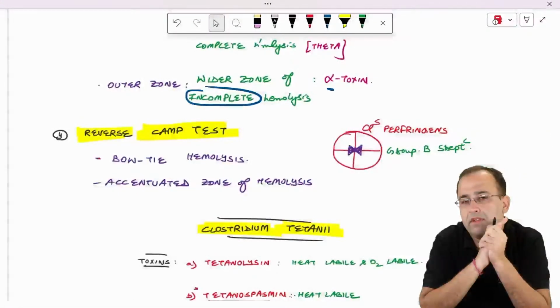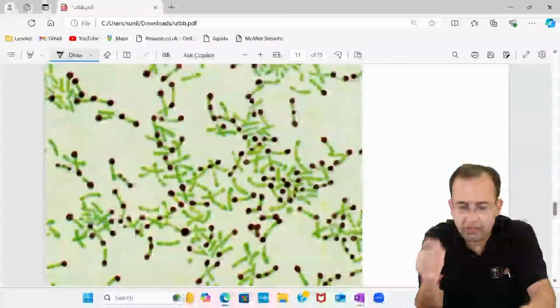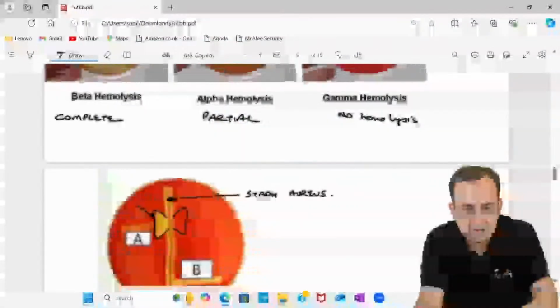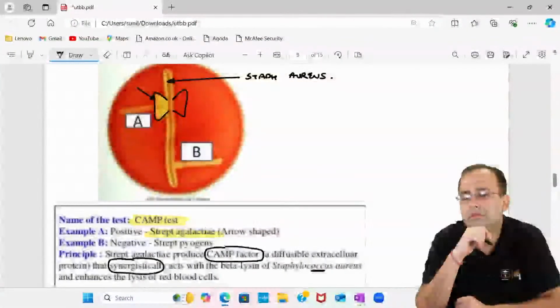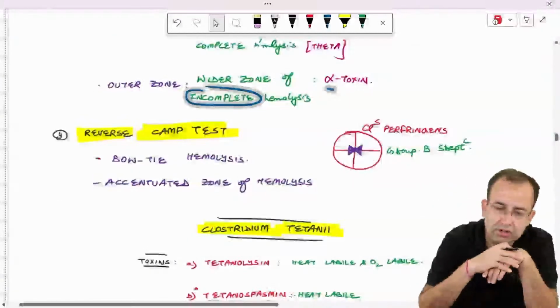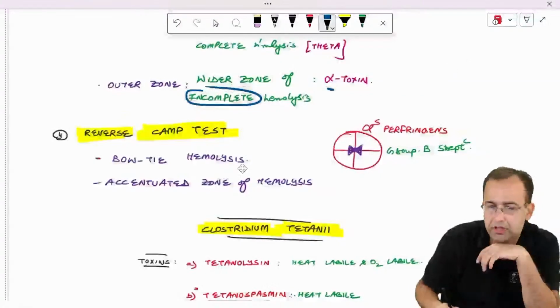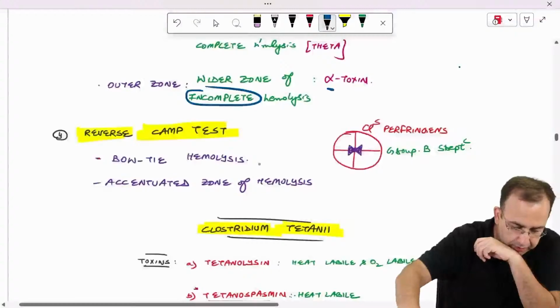Important though. So we saw that the CAMP test was associated with Streptococcus agalactiae, versus the reverse CAMP test, which is associated with Clostridium perfringens. Next is Clostridium tetani.